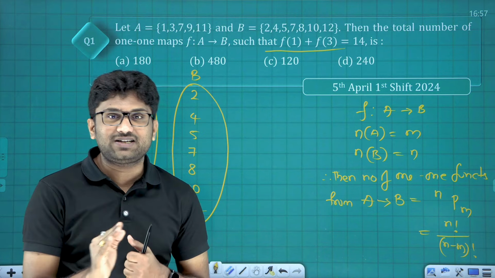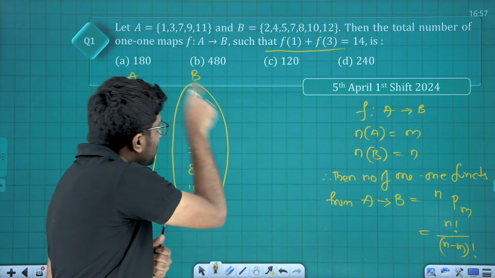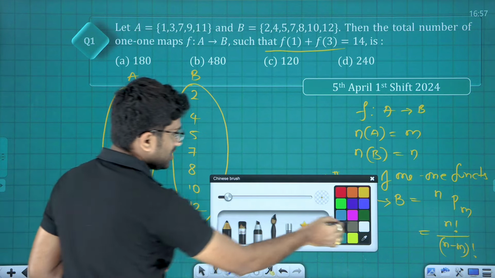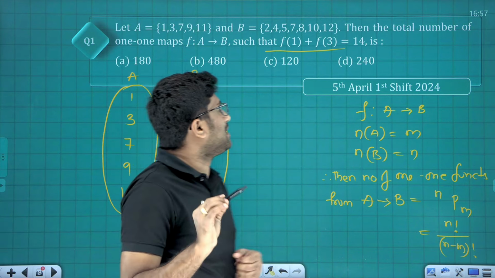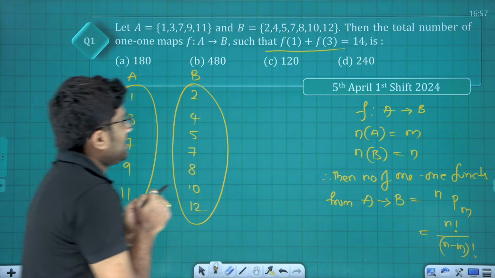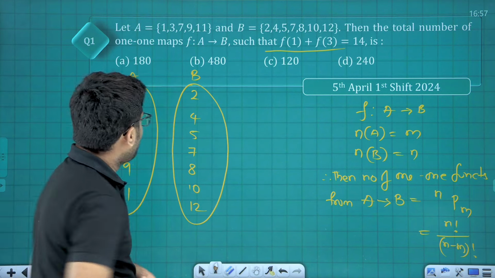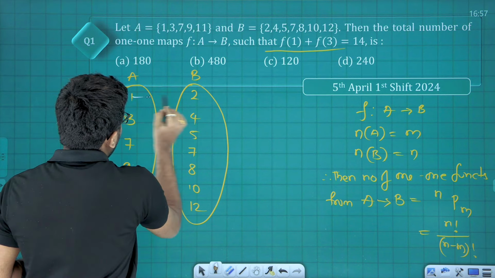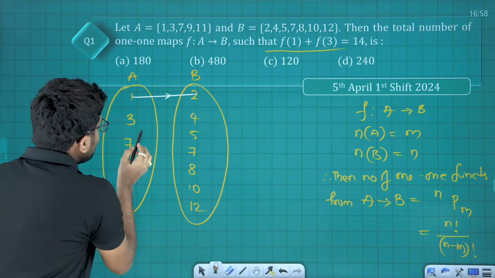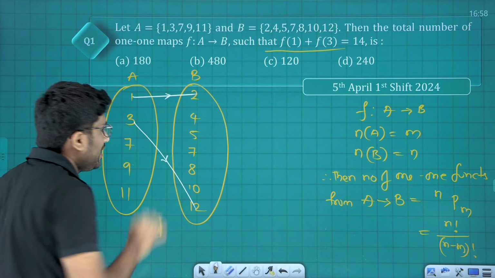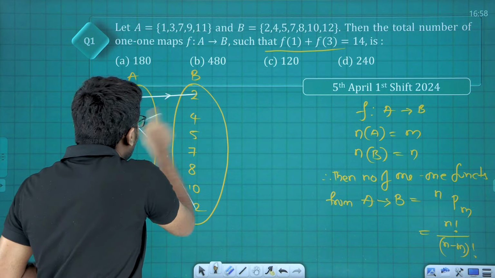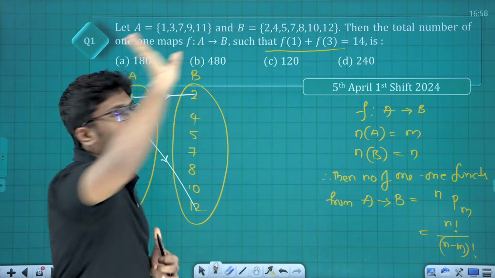But they are not asking us to find that directly. This 1-1 function should satisfy a particular condition. What is that condition? Let's see. f of 1 plus f of 3 is equal to 14. So, f of 1 plus f of 3 is equal to 14 means, first, if I take 1 and let 1 map with 2, then for sure 3 should map with 12. Why? Because f of 1 plus f of 3 is equal to 2 plus 12, which is equal to 14.